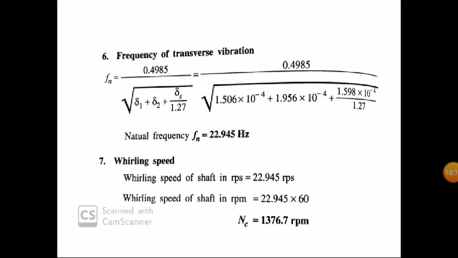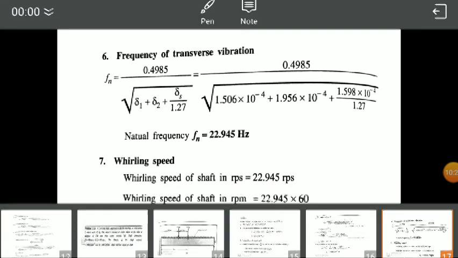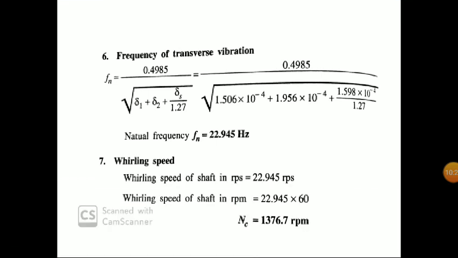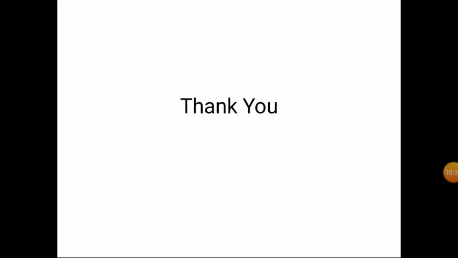And once you get the natural frequency from Dunkerley's formula, the whirling speed of the shaft in rps and the natural frequency are the same. Once you get the whirling speed of the shaft in rps, just multiply by 60, and you get the whirling speed in rpm. So this much is today's section. Thank you.